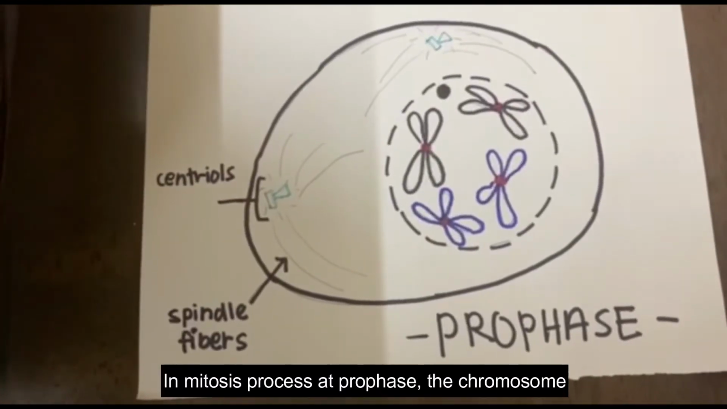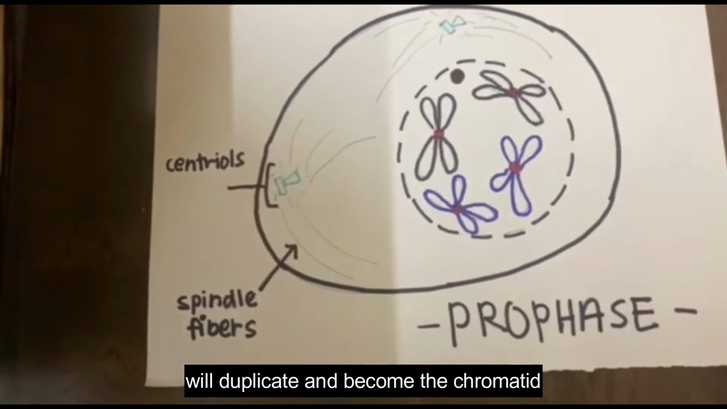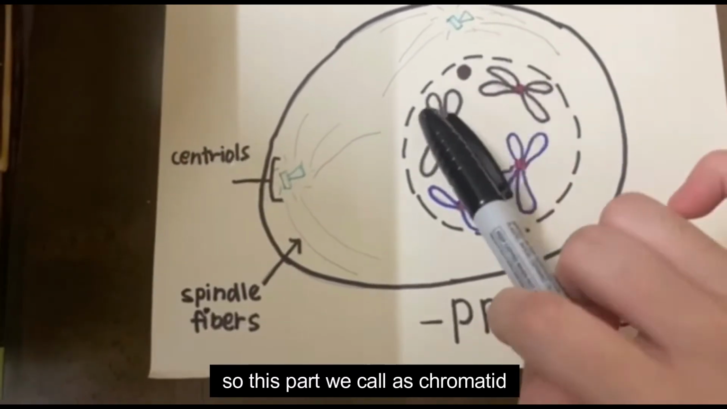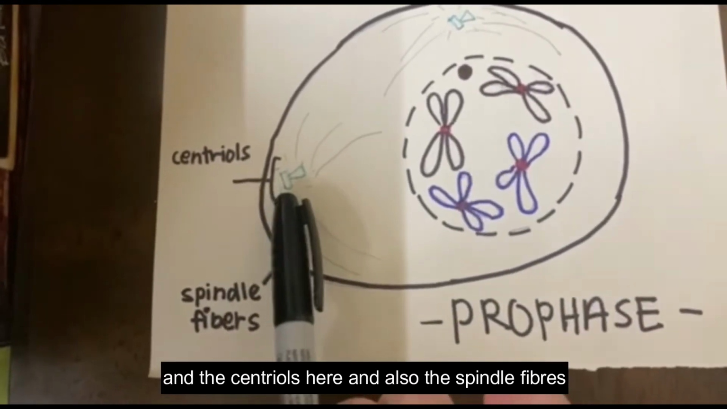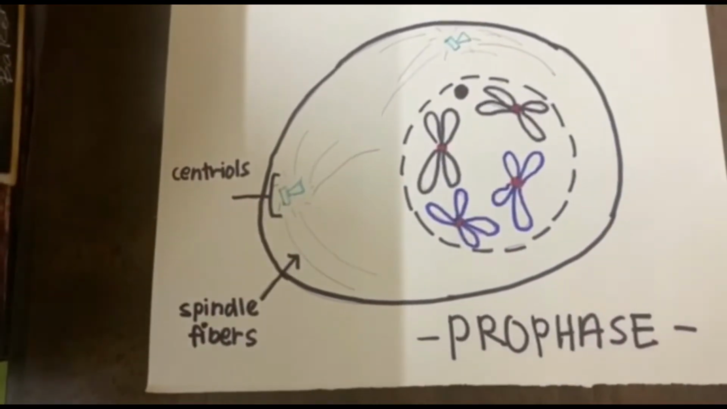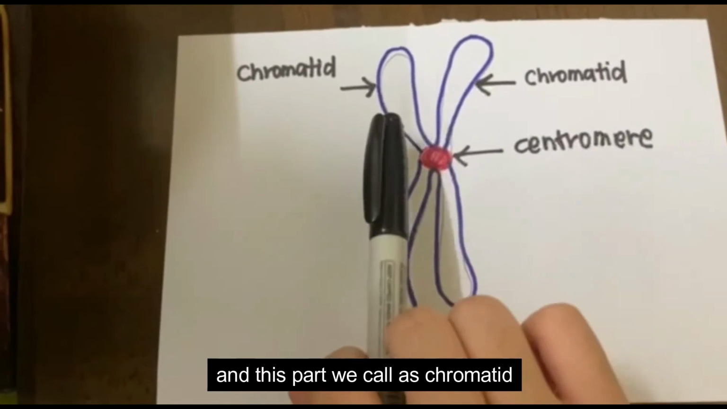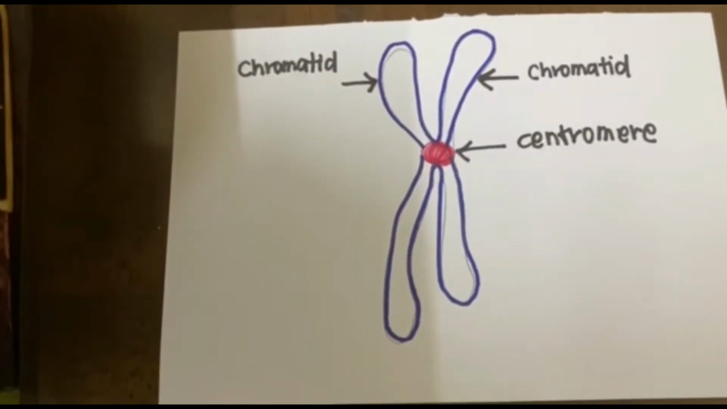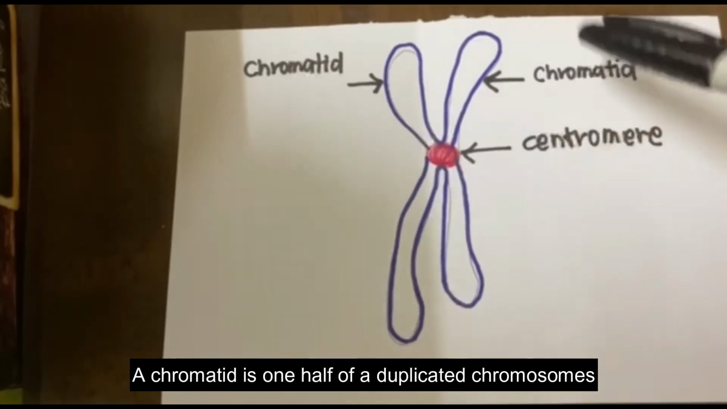In the mitosis process at prophase, the chromosome will duplicate and become the chromatid. So this part we call a chromatid. And the centrioles here and also the spindle fibers. So this is the chromosome and this part we call a chromatid. A chromatid is one half of a duplicate chromosome.